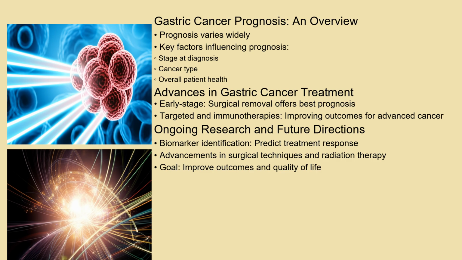The prognosis for gastric cancer varies widely depending on the stage at diagnosis, the type of cancer, and the overall health of the patient. Early-stage gastric cancer that is surgically removed has a much better prognosis than advanced-stage cancer that has spread to other organs. Recent research has focused on developing new targeted therapies and immunotherapies that can improve outcomes for patients with advanced gastric cancer. Studies are also underway to identify biomarkers that can predict which patients are most likely to benefit from specific treatments. Advances in surgical techniques and radiation therapy are also improving outcomes and quality of life for patients with gastric cancer. While gastric cancer can be a challenging disease, ongoing research and advancements in treatment are offering new hope for patients.